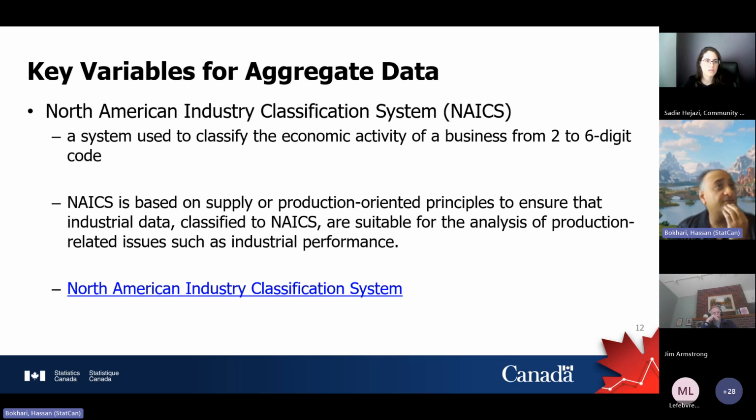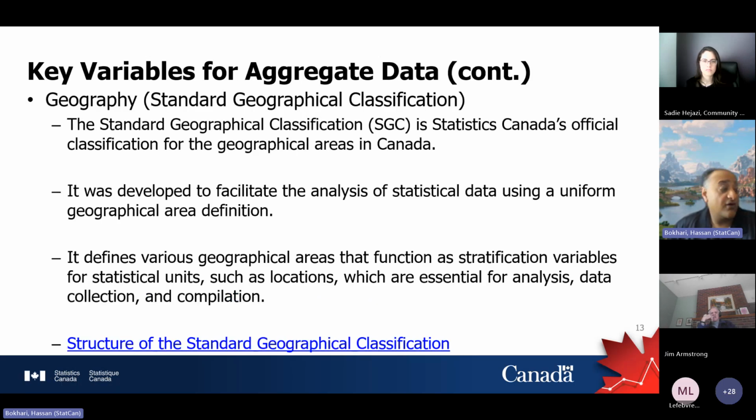I'll show you an example on the CBC counts when we get there regarding aluminum, which has been a hot topic these days. The NAICS is also based on supply or production-oriented principles to ensure that the industrial data classified to NAICS are suitable for the analysis of production-related issues such as industrial performance. This link is going to take you to that same website, and also you can go more granular and get more details and actually download a concordance table between the NAICS versions if you do want to perform that type of activity.